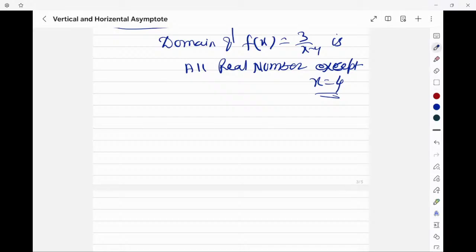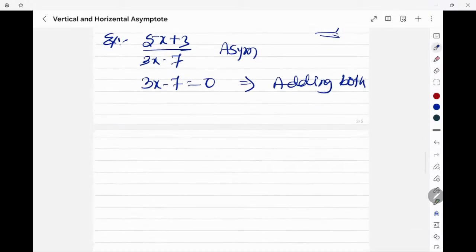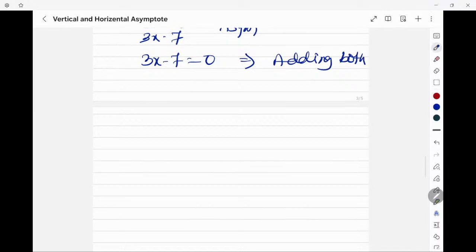Now I give you another example. f(x) is 5x plus 3 over 3x minus 7. How can we find the asymptote? So 3x minus 7 equals 0. This implies, adding 7 to both sides. Look here, adding both sides.